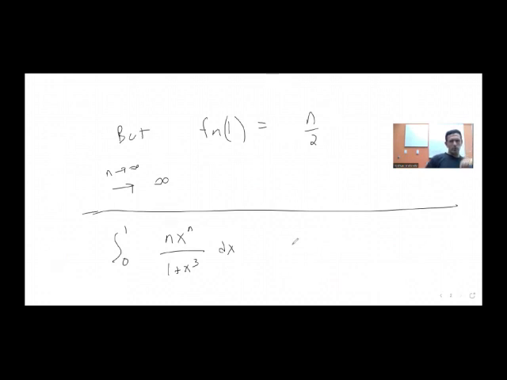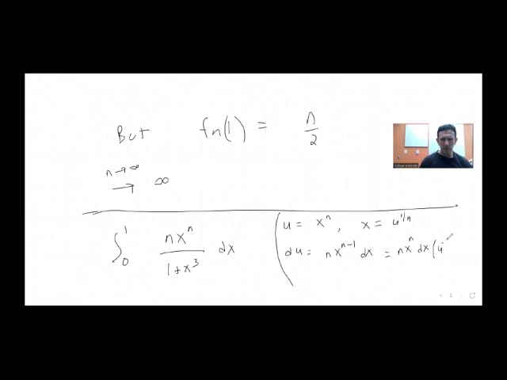All right, so what do we do? I'm going to do a u substitution. U is going to be x to the n. So first let's get x: x is u to the 1 over n. Then du is n x to the n minus 1 dx. That's n x to the n dx times x to the minus 1. What's x to the minus 1? It's u to the minus 1 over n. So u to the 1 over n du is the numerator, which gets rid of this pesky n.